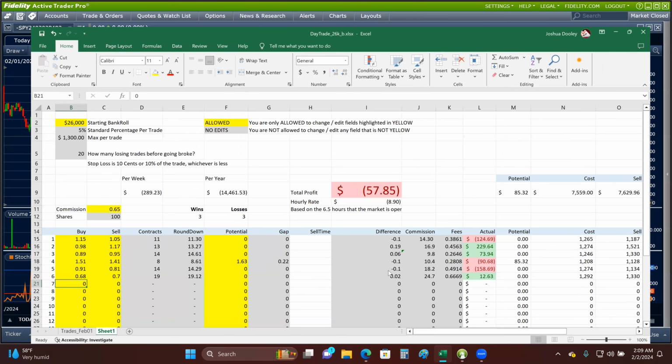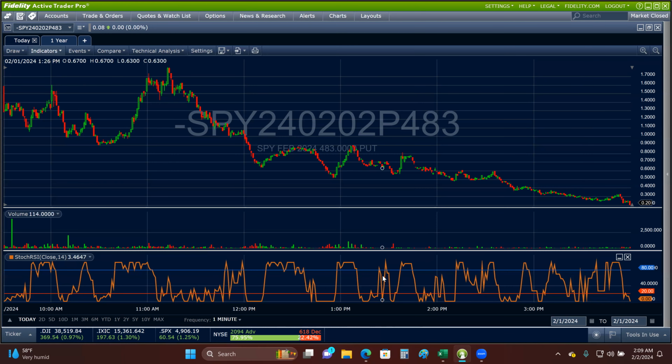Okay. But then right after you lock in that gain, it drops right back down. Doesn't hit 0, so we don't take that trade. Comes up, comes back down, hits 0 with a low of 55 cents on the 0 mark.